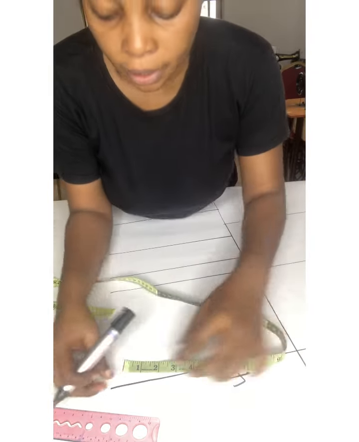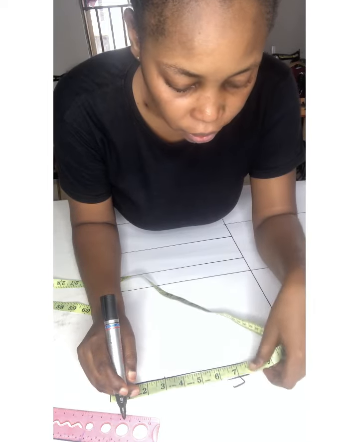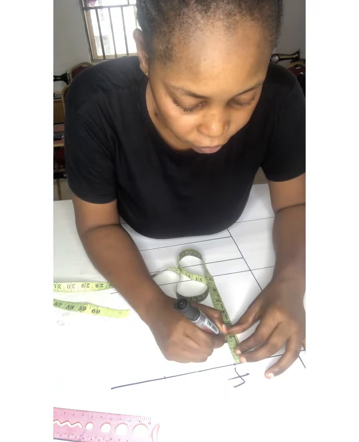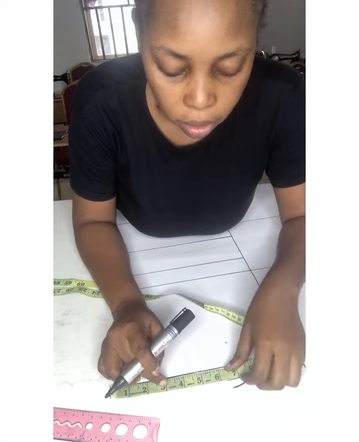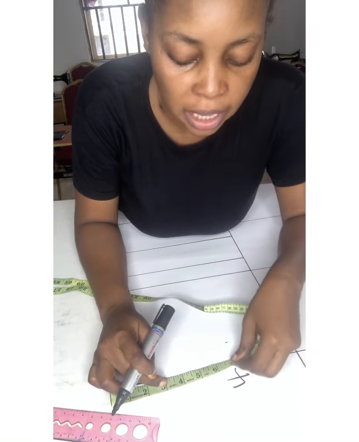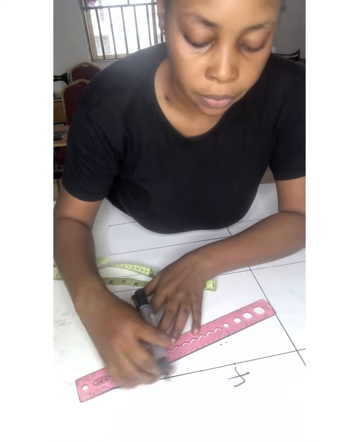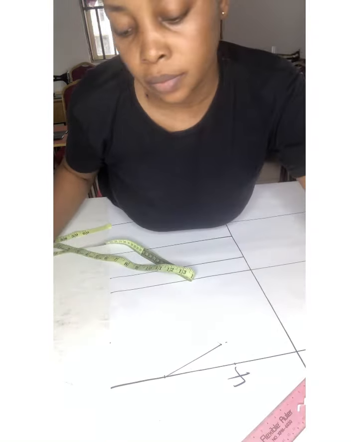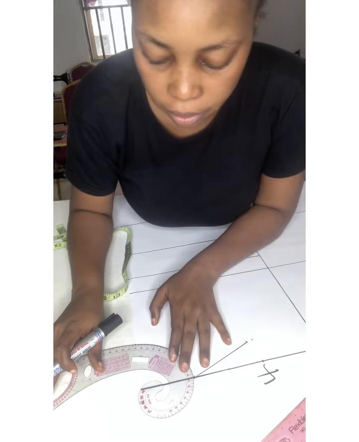I'll come to the front and bring down my neck width also of 3 inches. And my shoulder of 7 inches. For the front, I'll be coming down by 1.5. And for the neck depth for my front, I'll come down by 3 inches. So I'll place my tip on that neck width to the shoulder slope. I want to be sure that I still have my 7 inches, which I don't. So I'll mark back the 7 inches here and connect it back to the neck width. And I'll connect my round neck.